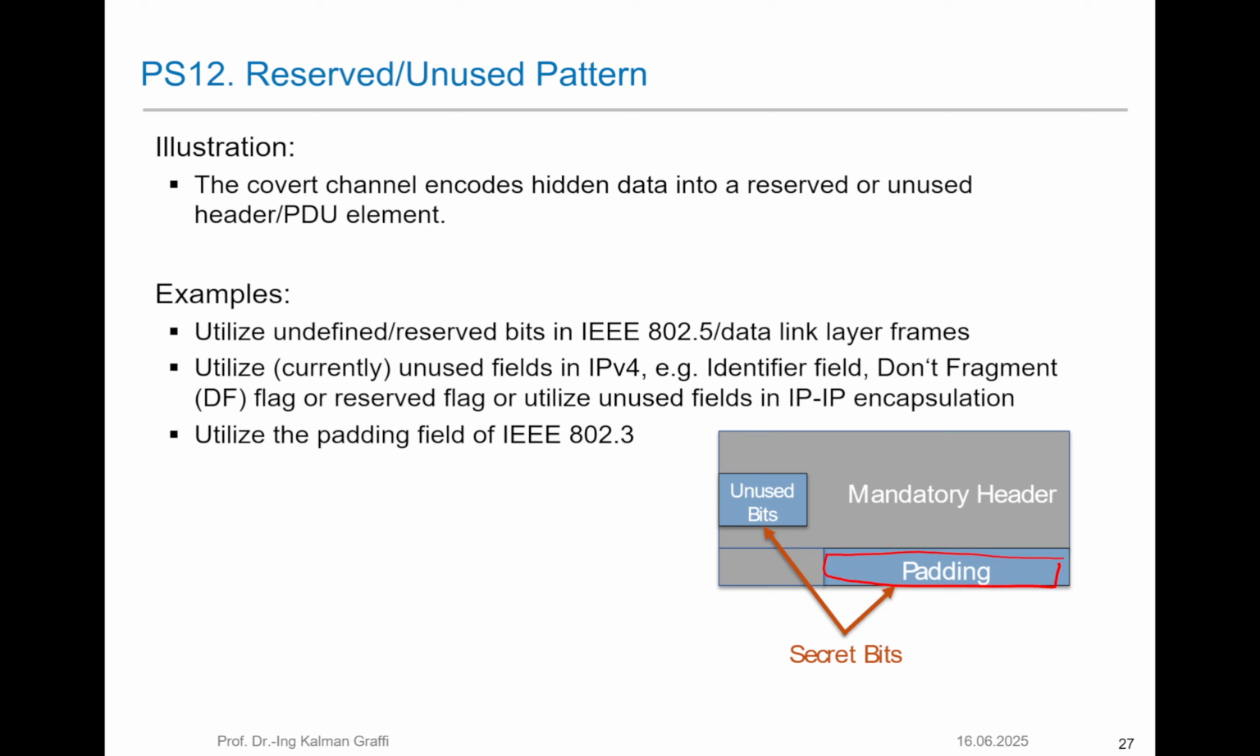Also in IP version 4, there are some, such as the don't fragment flag that's maybe ignored, or the reserved flags, or other unused bits in the IP encapsulation if we are having some tunneling. So these are some free spaces that you can use to hide information. It's quite interesting. There are also very similar examples for file systems. Do you know some steganographic file systems that hide information in unused fields?